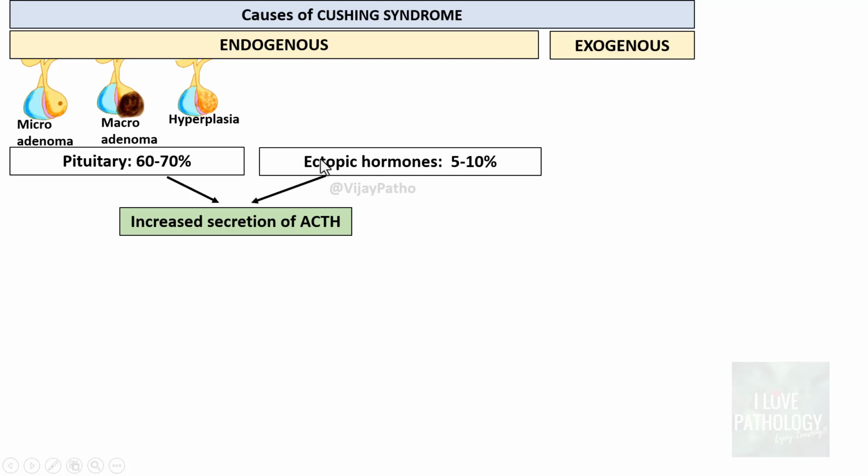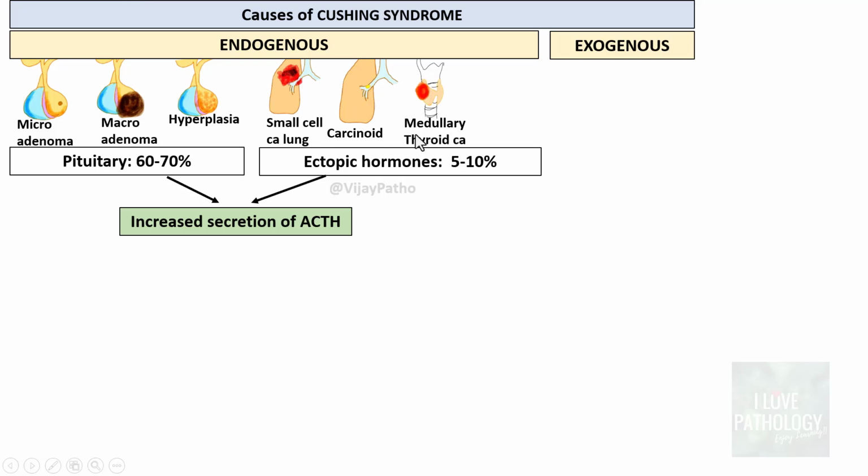Now, what are the causes of ectopic hormone production? The most common cause is small cell carcinoma of the lung. Okay, it's basically a paraneoplastic syndrome where these tumors secrete more and more ACTH-like substances. So the most common cause of ectopic ACTH secretion is small cell carcinoma of the lung, followed by carcinoid tumor, which is a very small yellowish tumor seen in the bronchus.